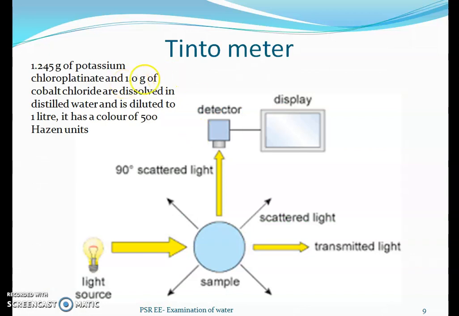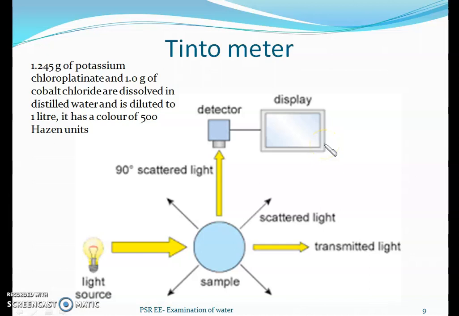Just see the block diagram. In this block diagram we are going to keep the sample, and light is passed through the sample. Some of the light is going to be transmitted and some of the light is going to be scattered. The light scattered at 90 degrees is going to be detected by the detector, and the color is going to be displayed here. We can see it with this.